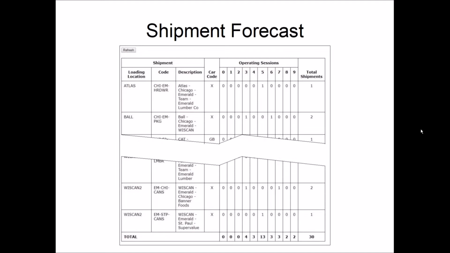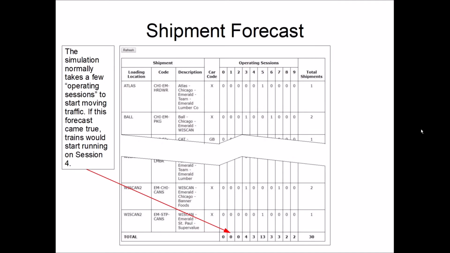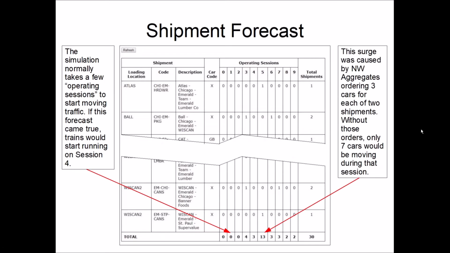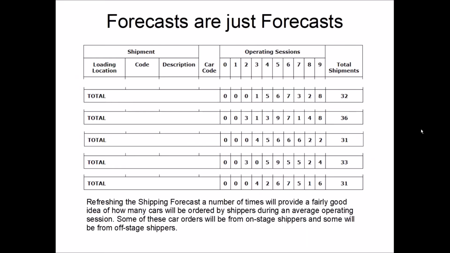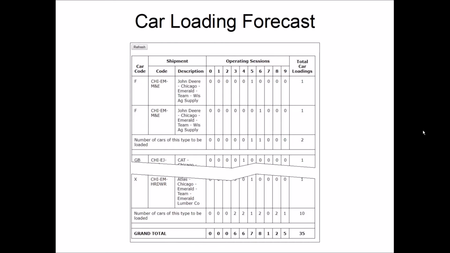Now every report like this is just a forecast, and because it's based on random numbers, it can change from time to time. As you see, I pushed the refresh button on that report a number of times, and it came up with different values, although not too different. You see the average is still about 33, 34 cars.